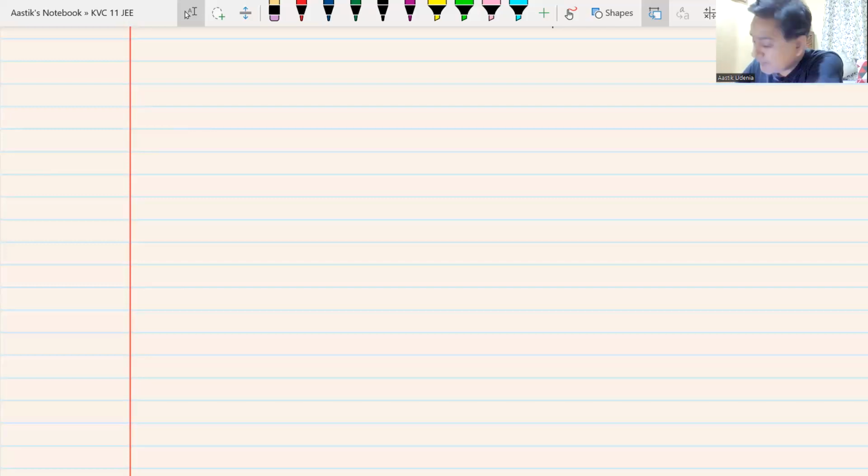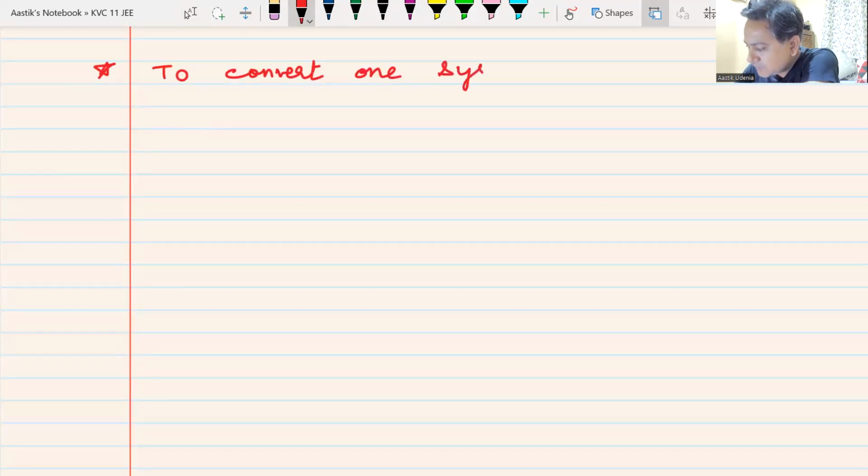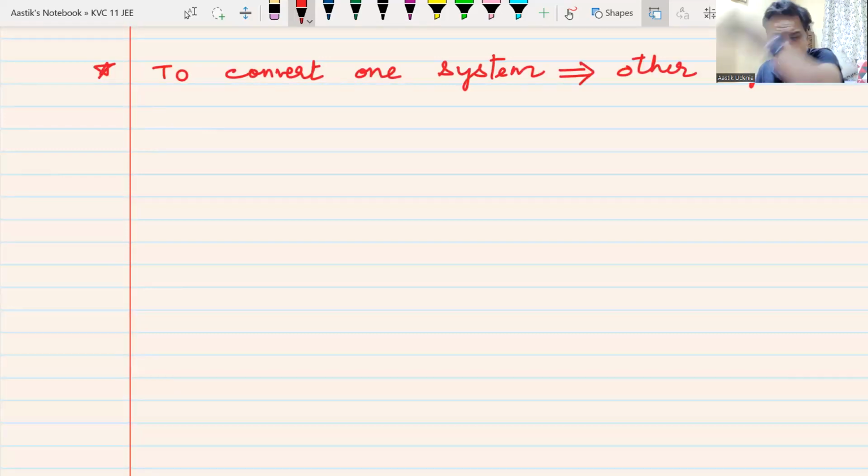Anyways, the use that we saw was units and dimension. Dimension analysis can be used to convert from one system to other. That was the use to convert units from one system to another system. That was my first use. If you have one system and you want to convert one physical quantity from one system to other system, we can use dimension analysis.